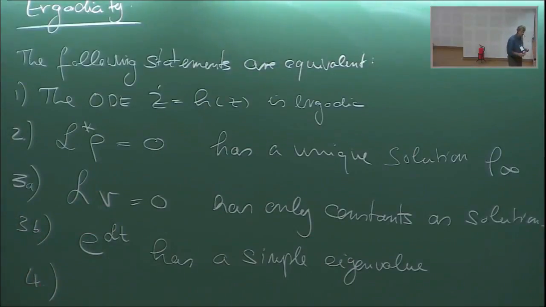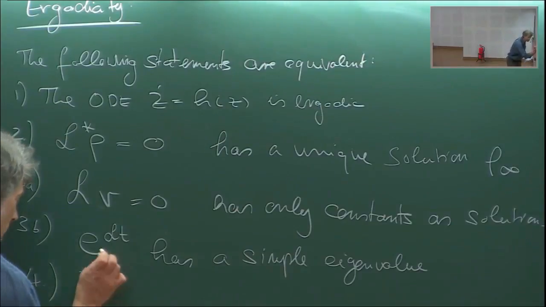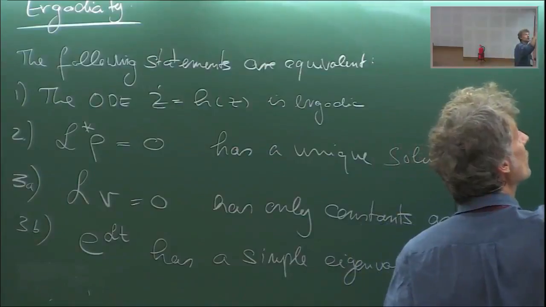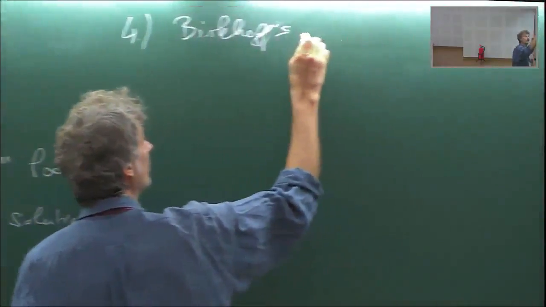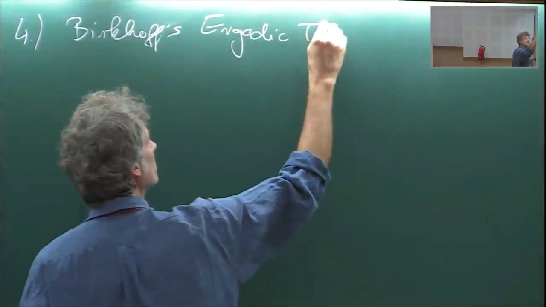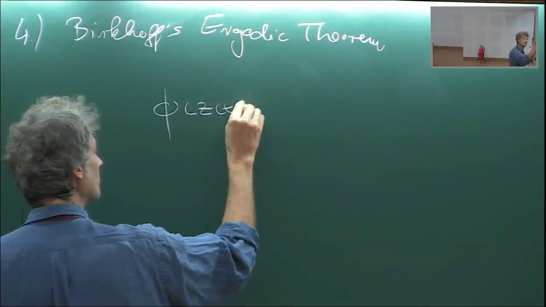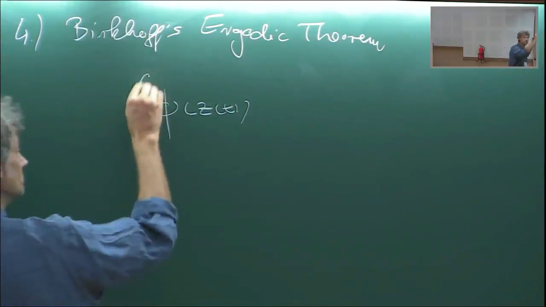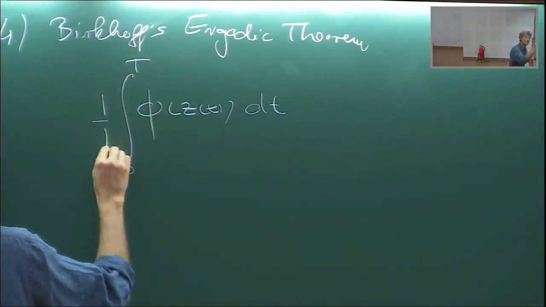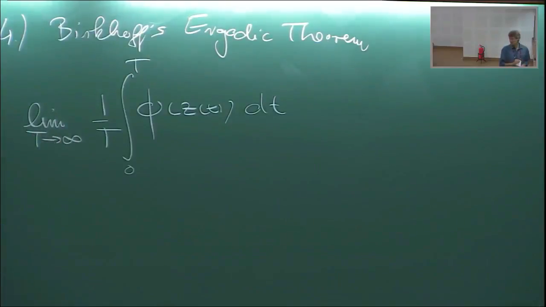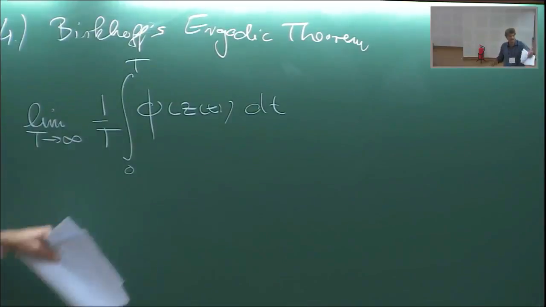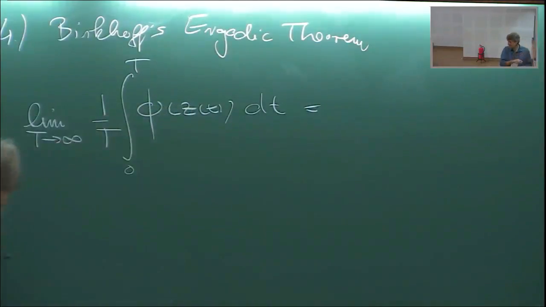And point number 4 is now formalizing the idea of these spatial averages versus temporal averages. So this brings us to Birkhoff's Ergodic Theorem. So we know, or you can show, that if you take an observable phi, you follow it in time, okay, and now you average. And you average very long. You take a very long trajectory and average, so we let t go to infinity. Then this limit exists. Okay, we can show that.